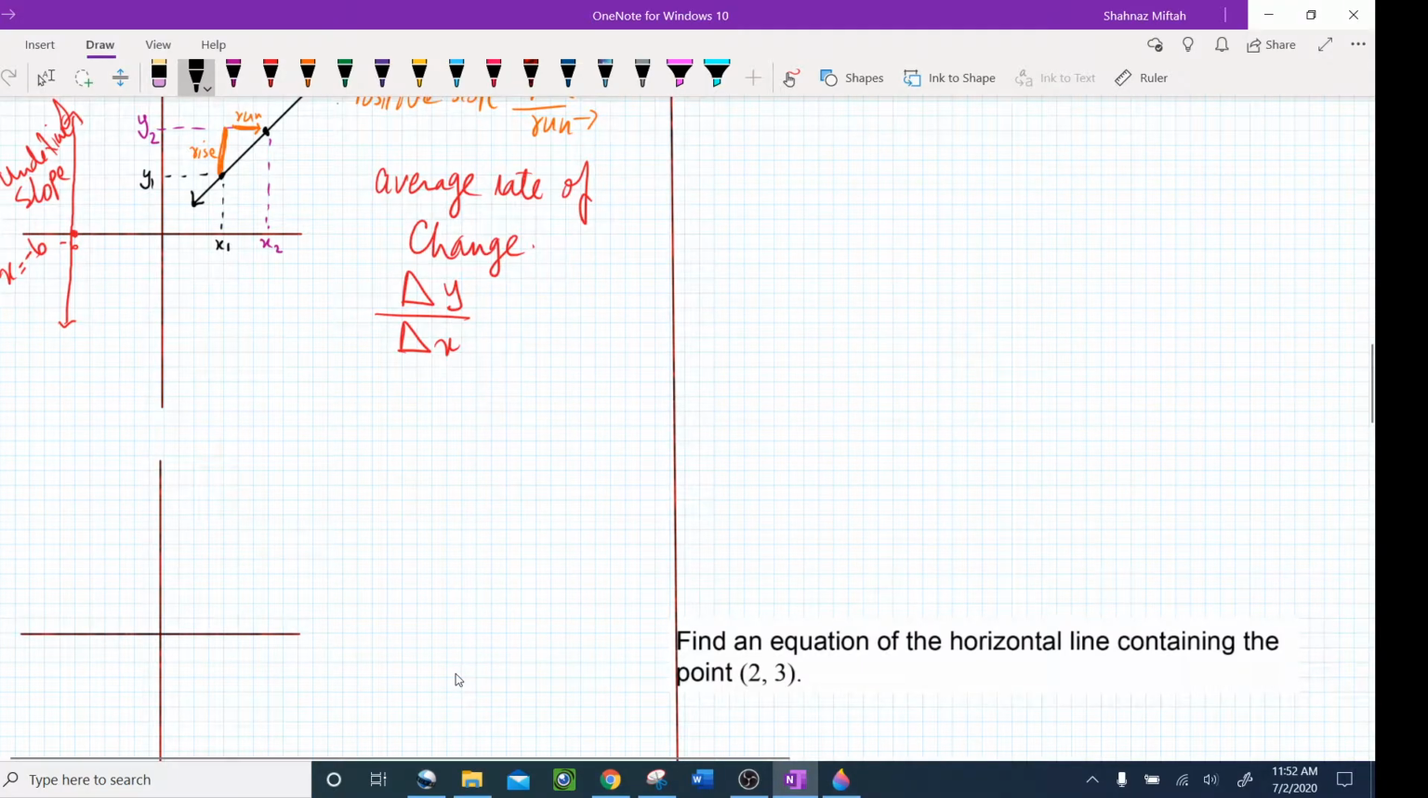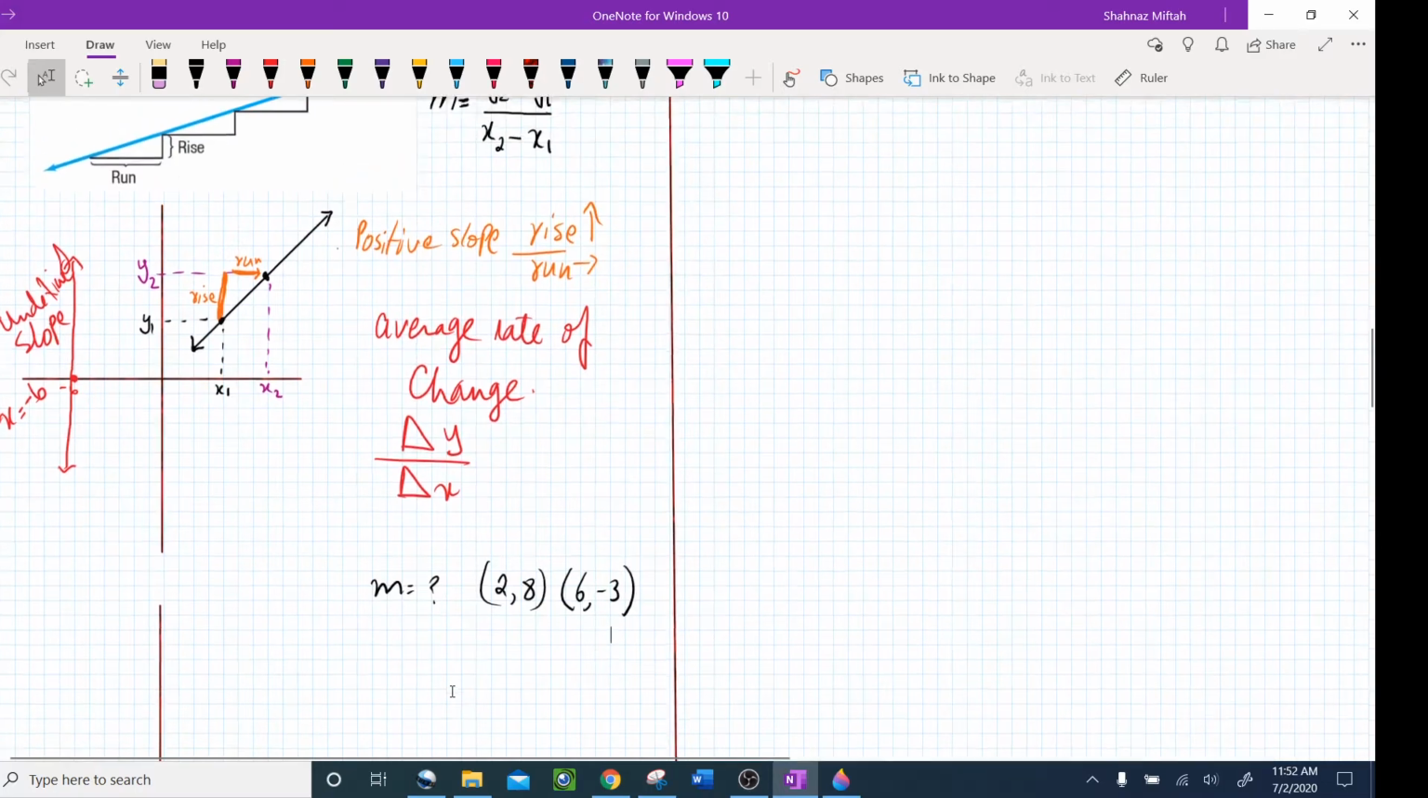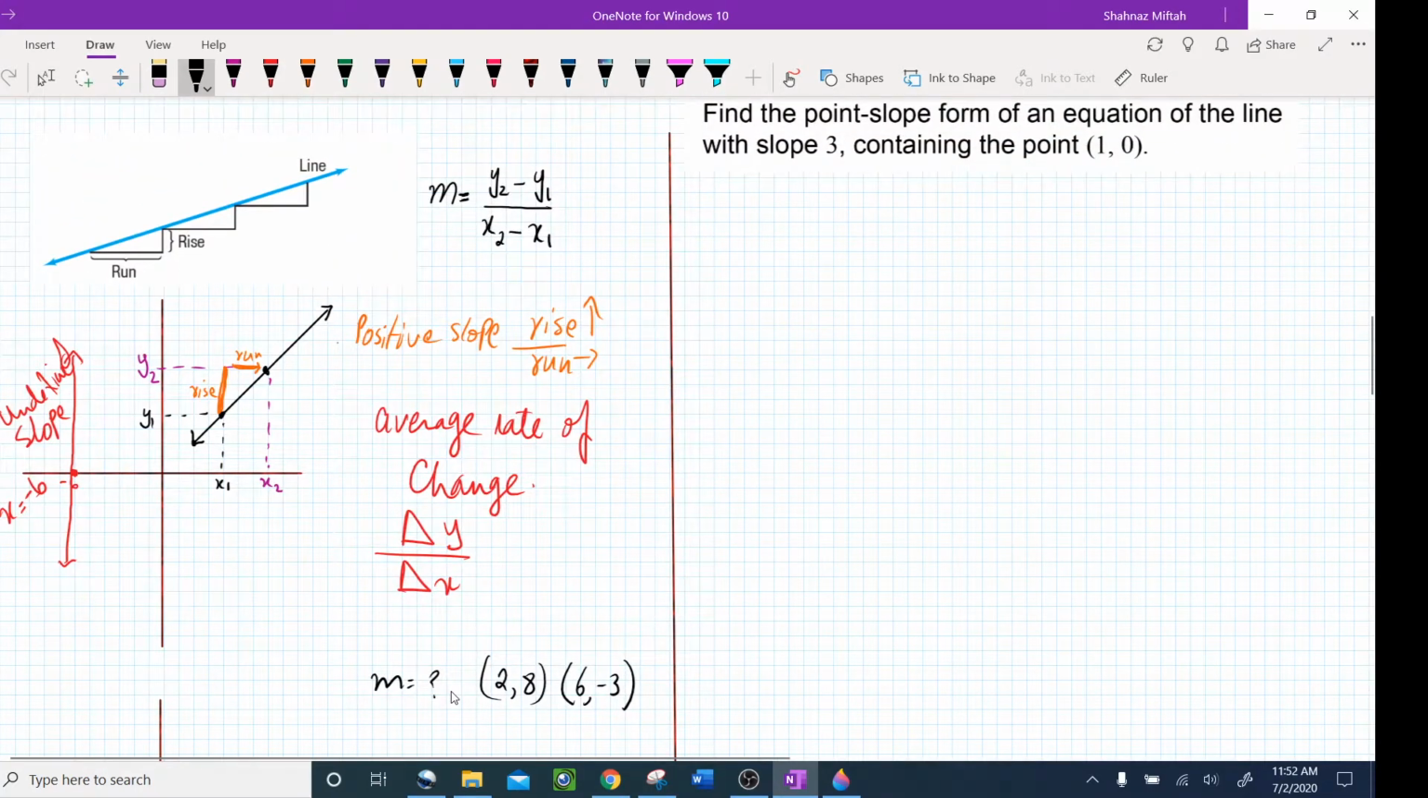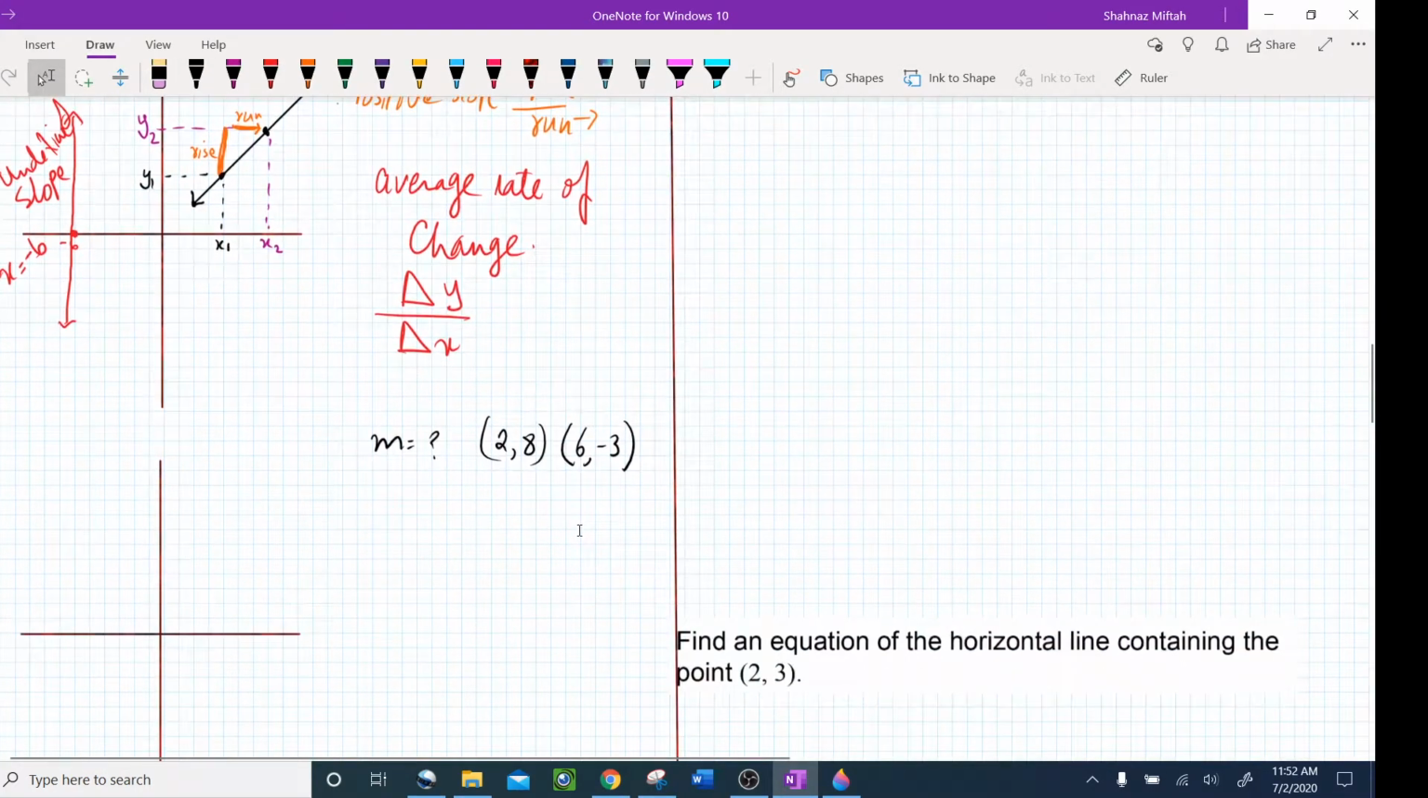The question is to find the slope, and I have 2 ordered pairs: (2, 8) and (6, -3). You can use either your formula equation, or you can graph these 2 points. If it's a negative slope, then we're going to fall and run. If it's a positive slope, then we're going to rise and run. Either way, that's how it's going to happen.